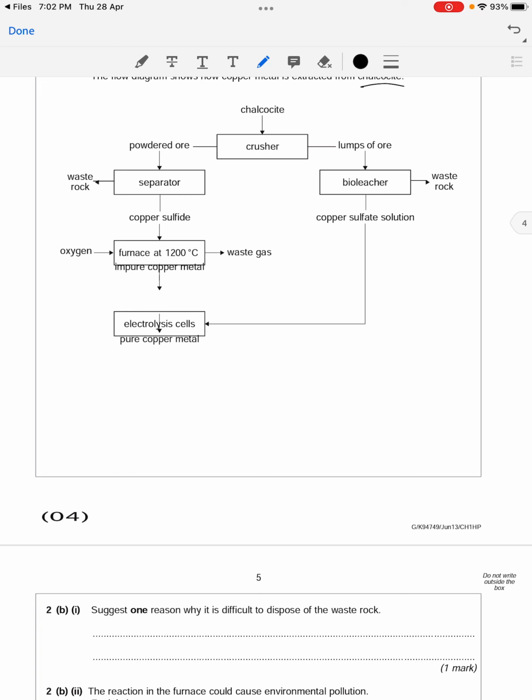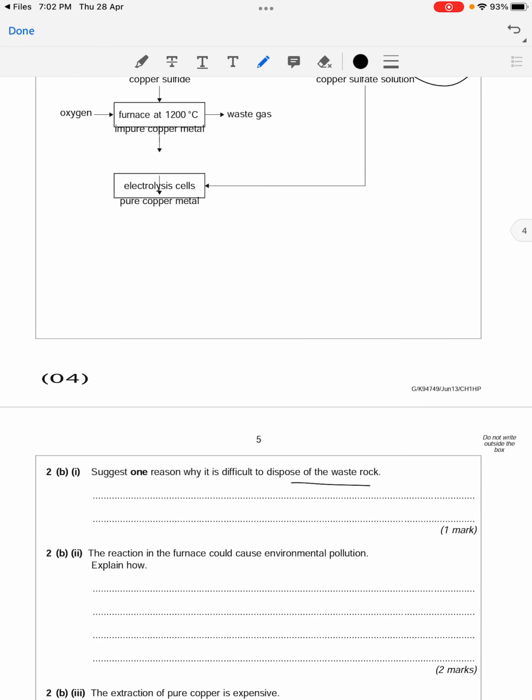Now, just one reason why it's difficult to dispose of the waste rock. Now we have lumps of ores and there's a waste rock. Why is it difficult, right? You can say that the waste rock, I've seen in many marking schemes they say space. Space is one thing that you can mention there. So you can say that waste rock takes up a lot of space, right? Or you can mention that there are large amounts of rock to dispose as waste.